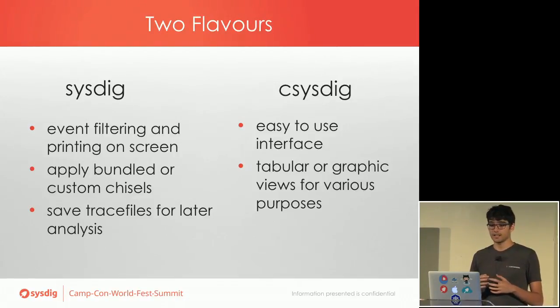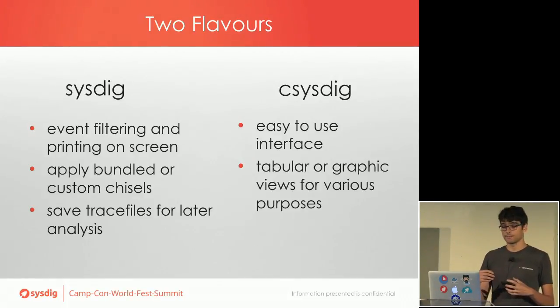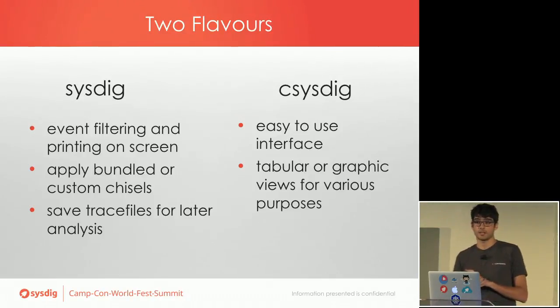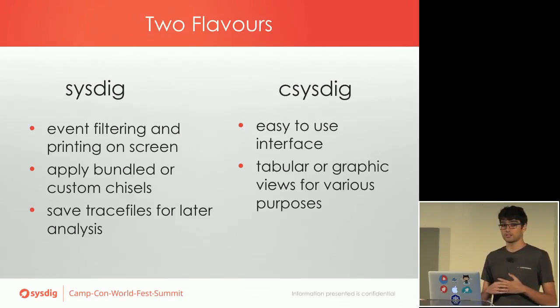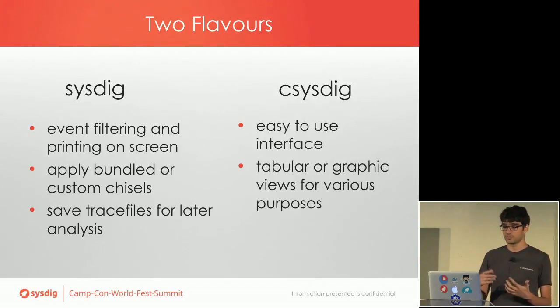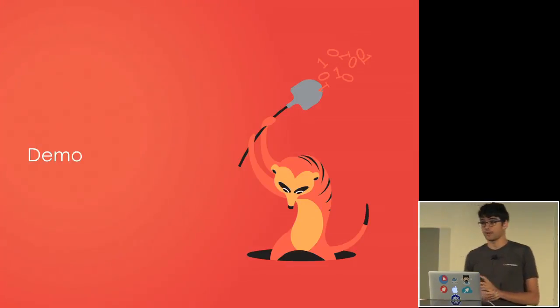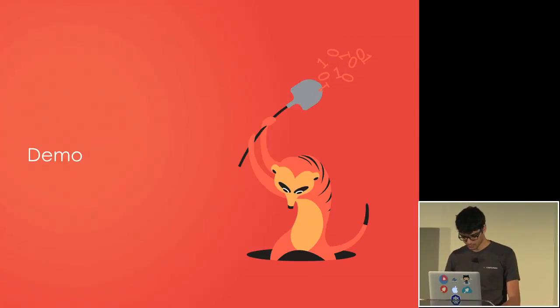The Sysdig command line is more powerful in terms of the things you can do, because you have full control of the granularity of data you want to see. You can apply all the chisels that are bundled with Sysdig, but you can also build your own chisels and run them. We will have a session later today about this. And you can also save trace files that you can use for both Sysdig and Csysdig. Let me show you a demo of how all this works.